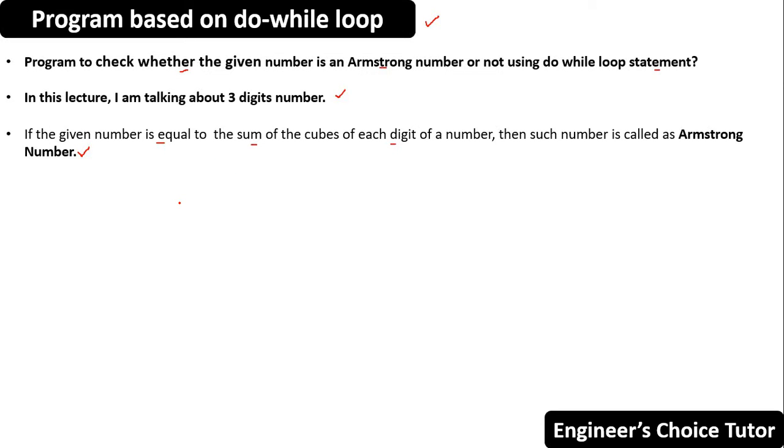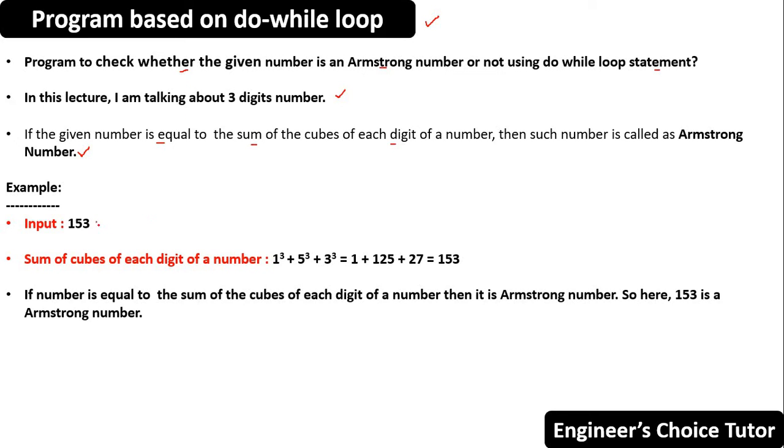Fine with this definition. Example, 153 is an Armstrong number because the number is equal to the sum of the cubes of each digit of the number. See, 1 cube plus 5 cube plus 3 cube. If you do this and add them, you will get 153, the actual number itself. That is the reason I am saying it is an Armstrong number. So if the number is equal to the sum of the cubes of each digit of the number, then it is an Armstrong number. So here 153 is an Armstrong number. I hope you are pretty much clear with this.